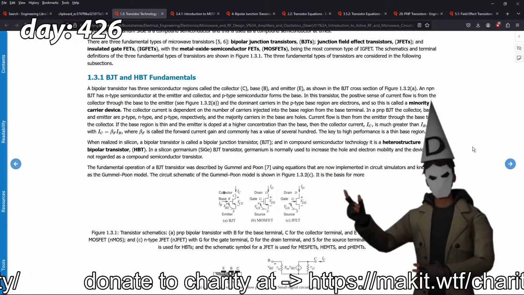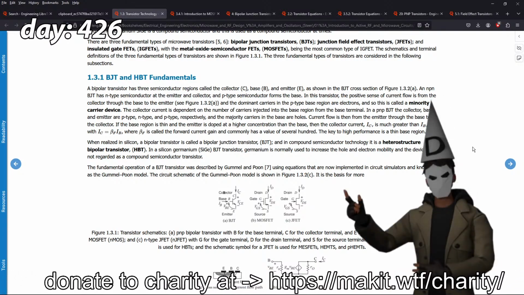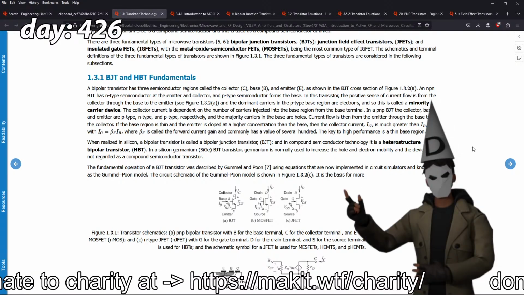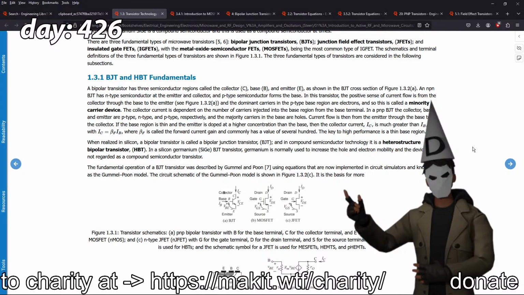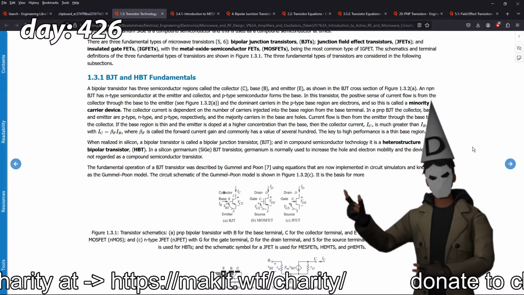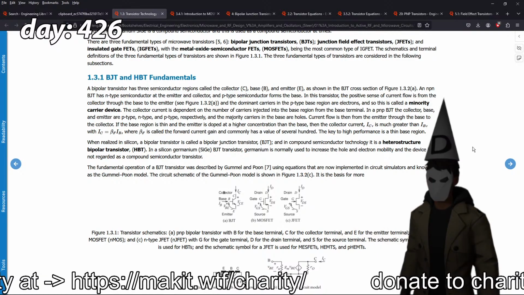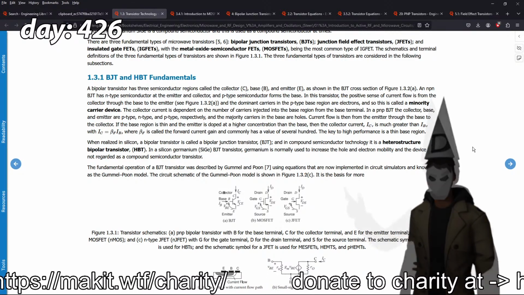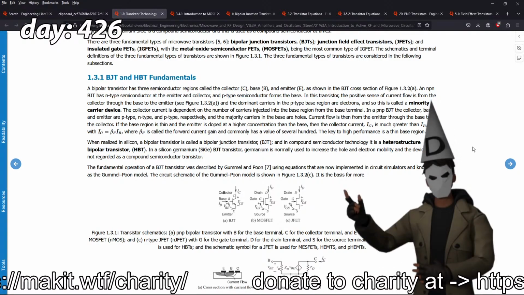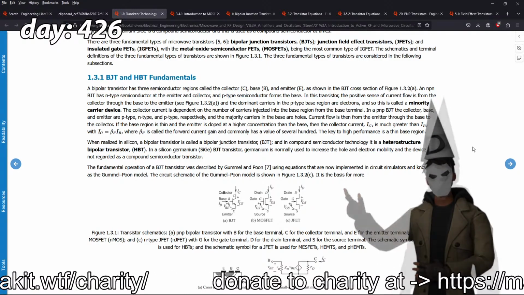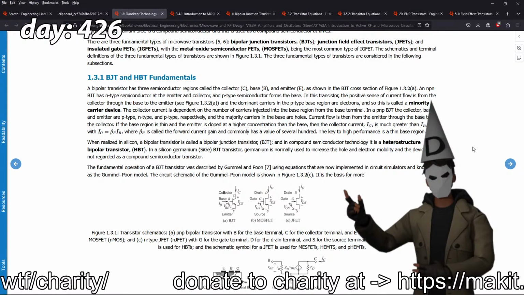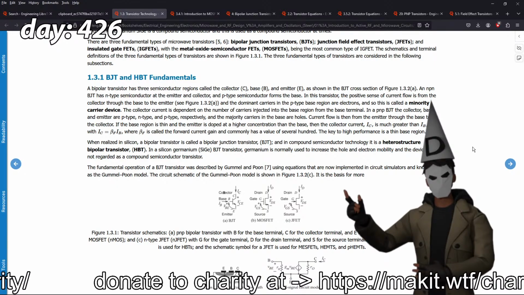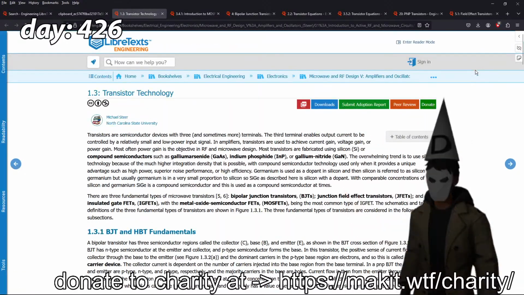A bipolar transistor has three semiconductor regions called the collector, base, and emitter. Okay. An NPN BJT has N-type semiconductor forming the emitter and collector, and P-type semiconductor forming the base. It's an NPN BJT. It's simple. Okay. Positive sense of current flow is from the collector through the base to the emitter. And the dominant... This is not a great start.